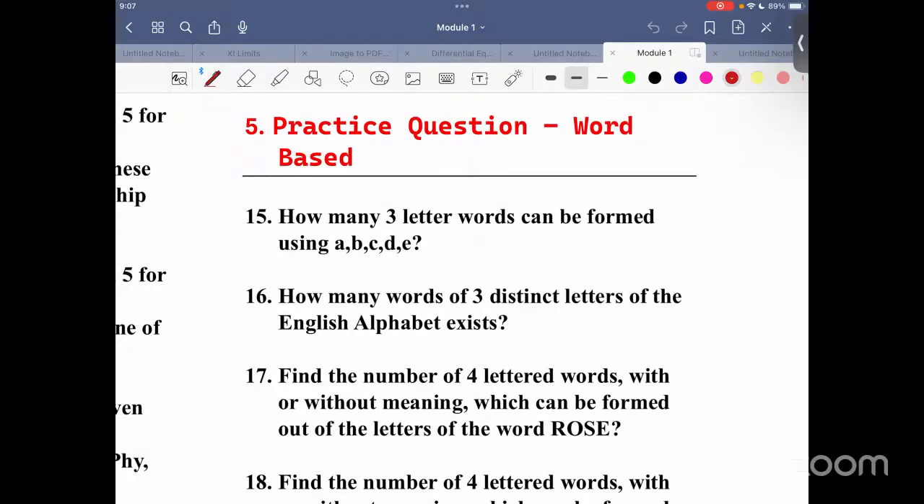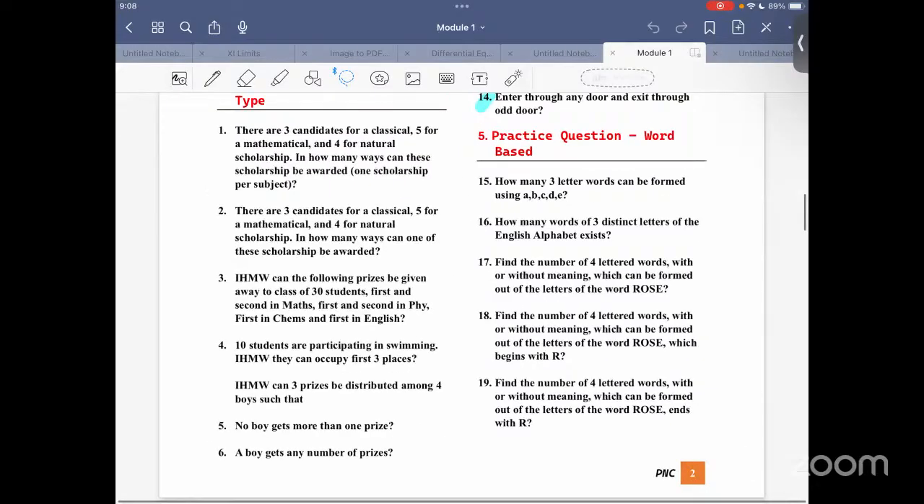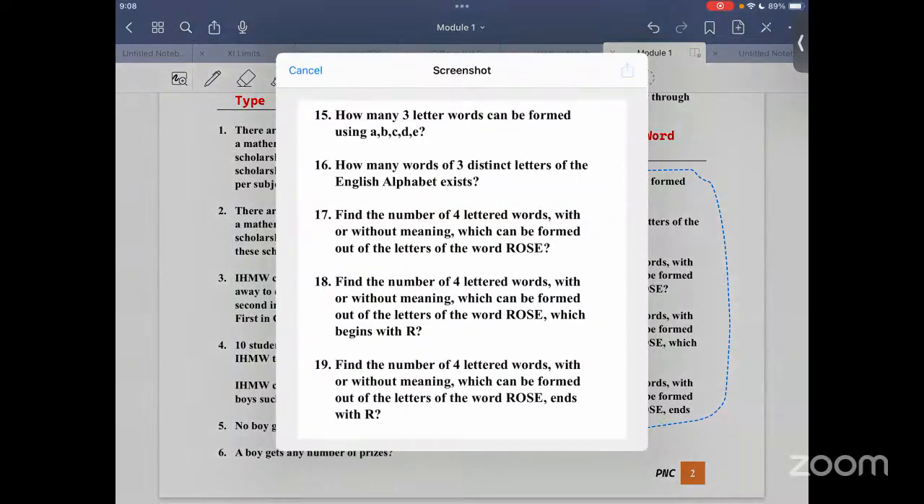Now let us begin with the word based problem, and we have a few questions. Let us try these questions. वर्ड बेस्ड प्रॉब्लम को कैसे टैकल करेंगे वो देखते हैं.